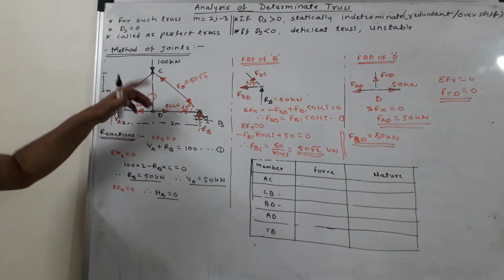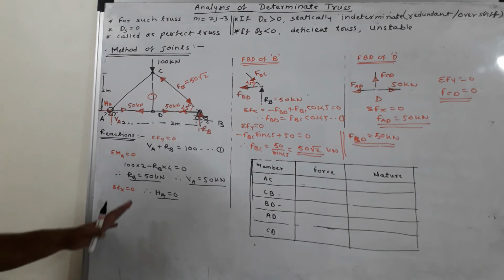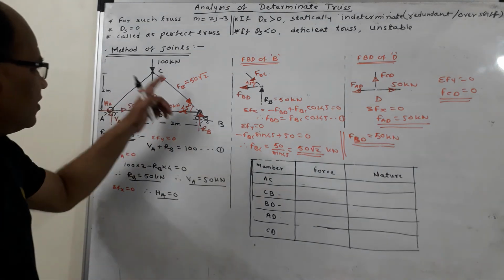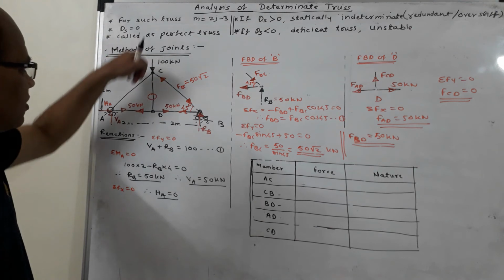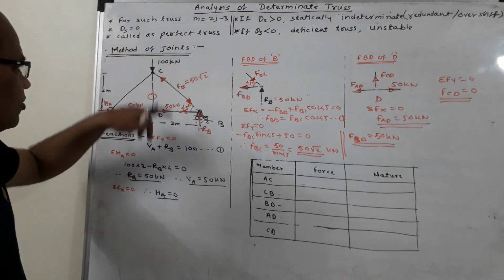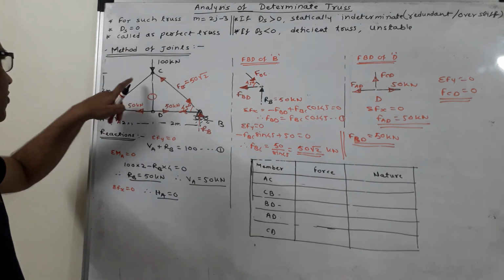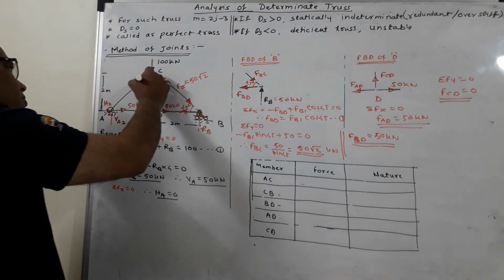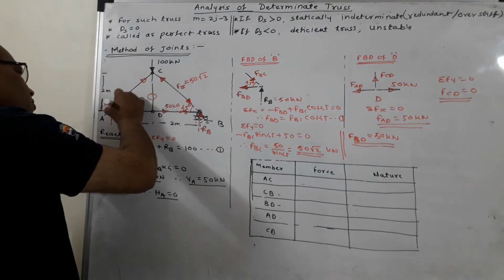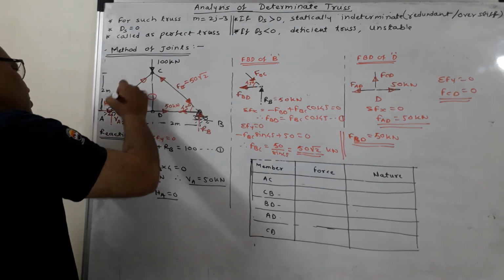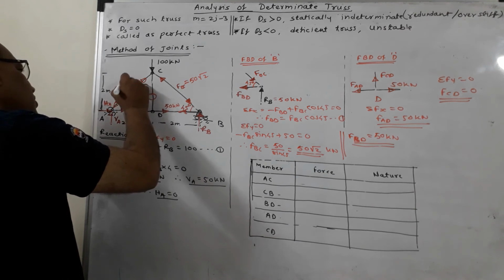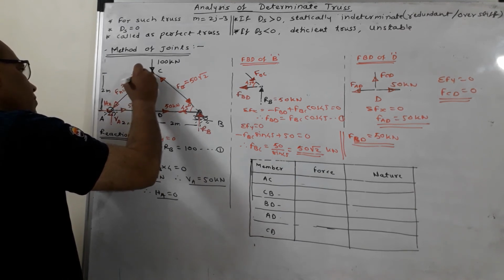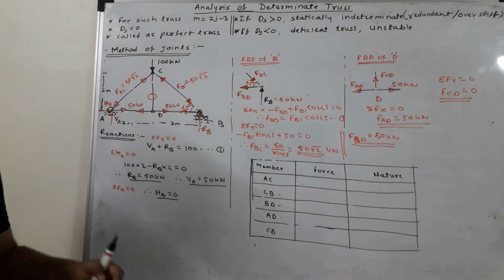Now if I refer to the figure, I can see that the figure is symmetric. The load is also acting symmetrically. So the force in member BC and the force in member AC are going to be the same. So this force will be the same as that of the force in BC. So FAC is equal to 50 root 2 again. So this is how you can analyze the truss.